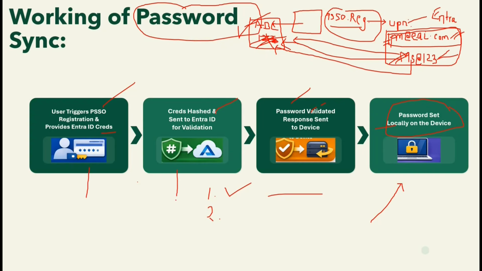The user is entering his UPN over here. When he enters his UPN and the password of that UPN, that password hash is sent to Entra ID. Entra ID is authenticating and making sure that the end user has entered the correct UPN and the correct password of that UPN, and then that password of that UPN is now set as the password of that local account.